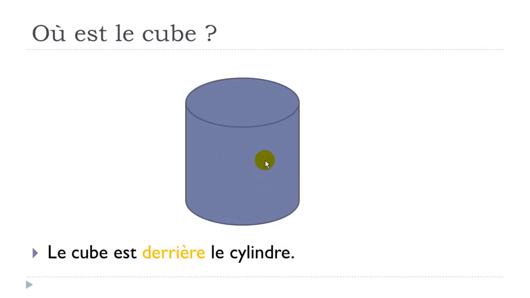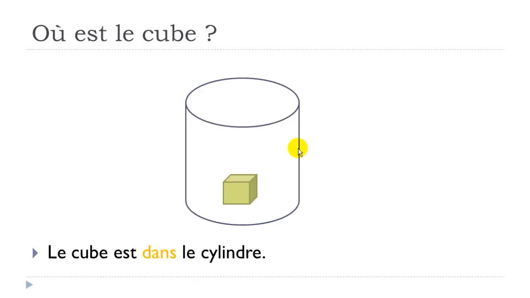And now, behind, it's not possible to see it, that's the reason why. Le cube est derrière, so behind, le cylindre. Le cube est derrière le cylindre. I've taken away the color just to show you that it's inside. So in, le cube est dans, so in, le cylindre. Le cube est dans le cylindre.